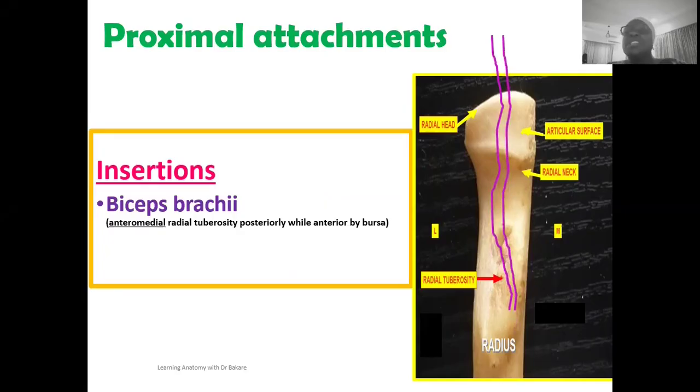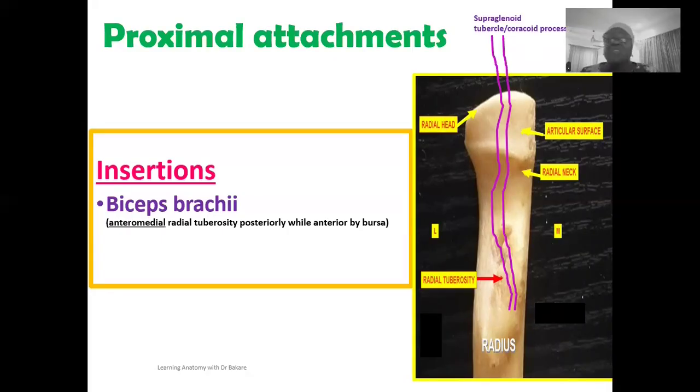The long head originates from the supraglenoid tubercle of the scapula, while the short head originates from the coracoid process also of the scapula. So the long and the short heads of the biceps brachii originate from different sub-regions of the scapula. The short and the long head of the biceps brachii are then seen to descend inferiorly, where they finally form a common tendon. The common tendon of this muscle is then seen to be inserted specifically at the posterior region of the radial tuberosity. Don't forget that this region that is arrowed here in red is the radial tuberosity. The radial tuberosity is positioned anteromedially.